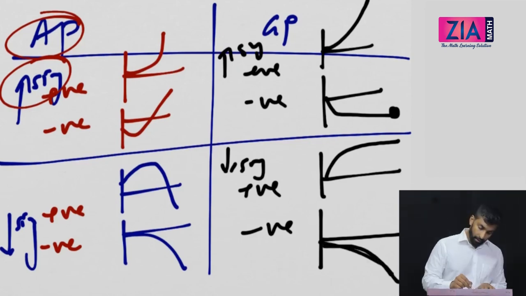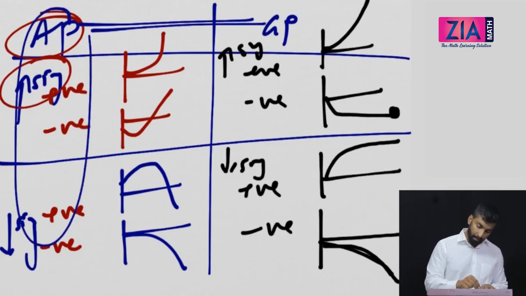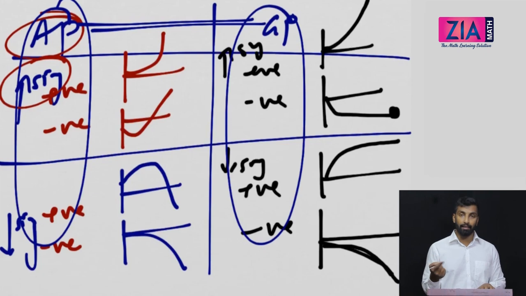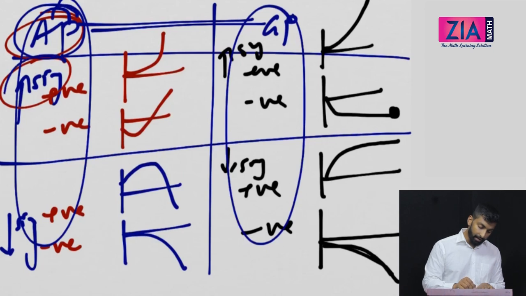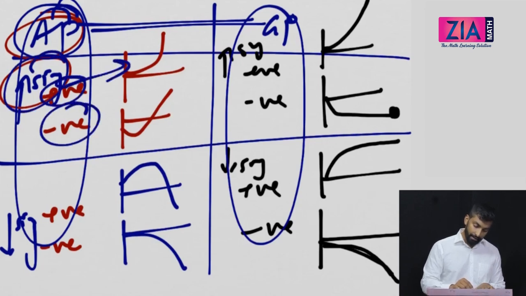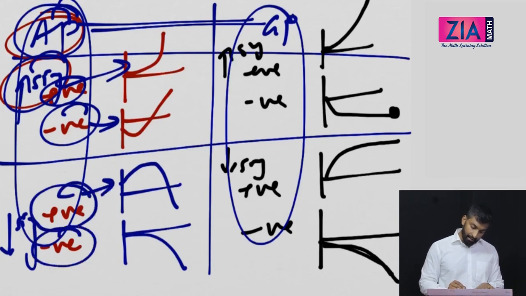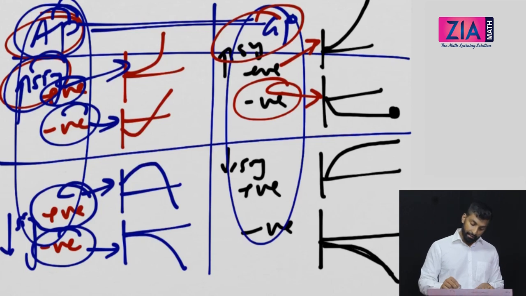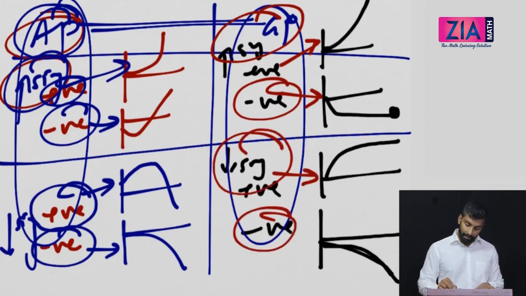Let me conclude quickly what we have seen. AP and GP: 4 types of AP, 4 types of GP. So in total 8 different categories we have discussed, and we have seen the nature of the sum on a graph in these 8 situations where AP and GP are involved. Increasing AP starting with positive looks like this. Increasing AP starting with negative looks like this. Decreasing AP starting with positive, like this. Decreasing AP starting with negative, like this. Increasing GP starting with positive, like this. Starting with negative, like this. Decreasing GP starting with positive, like this. Starting with negative, like this.